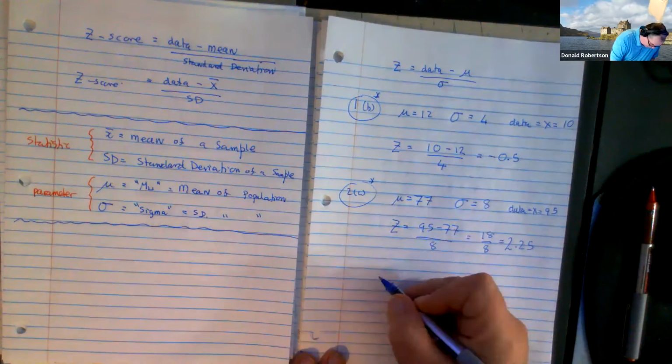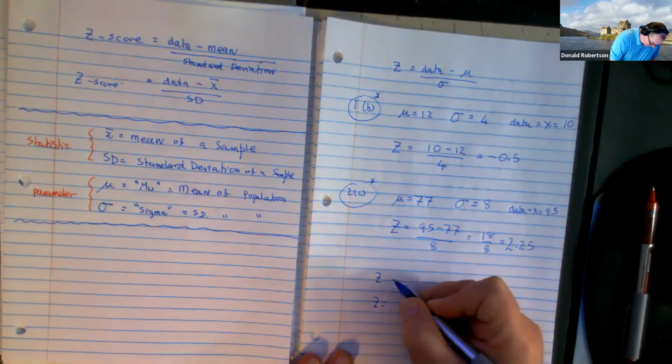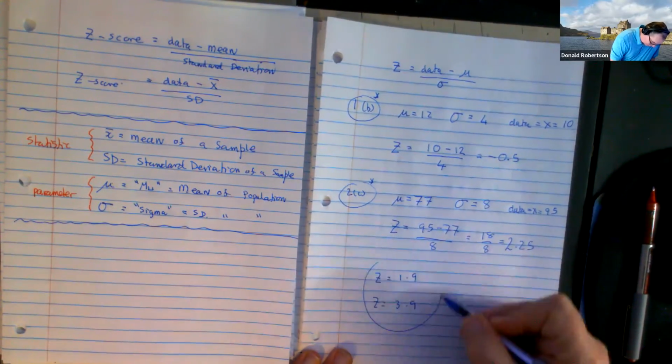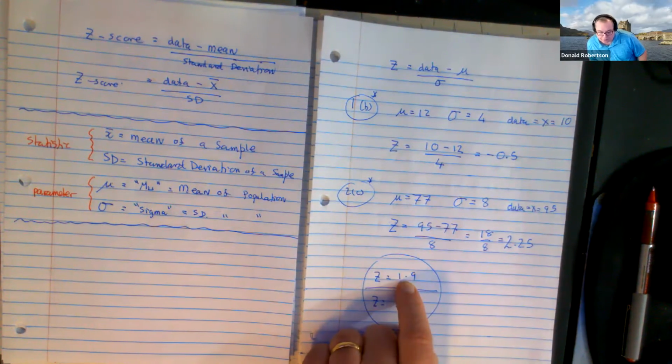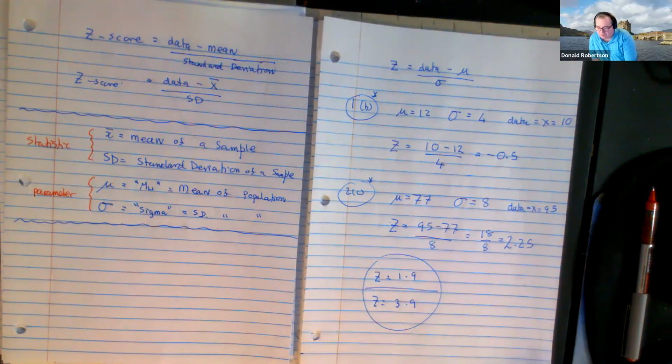Suppose I have two z-scores. One of them was 1.9 and the other is 3.9. So suppose I had some data and the z-score of my first set of data was 1.9 and the z-score from my second piece of data was 3.9. Which one of those two is an outlier?